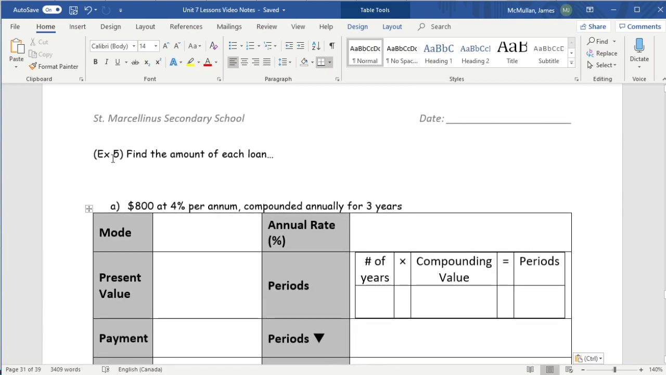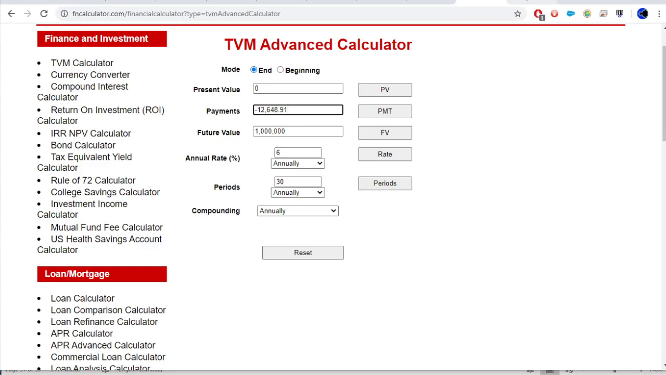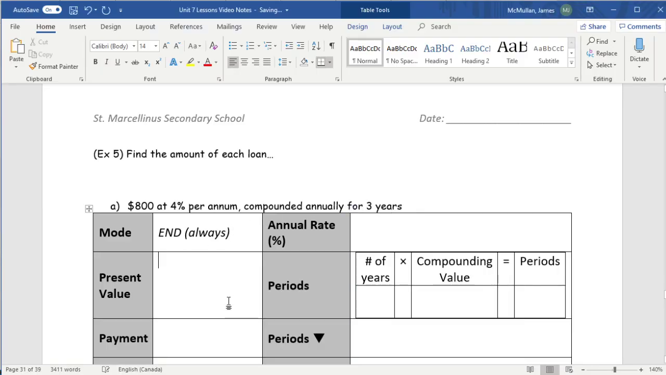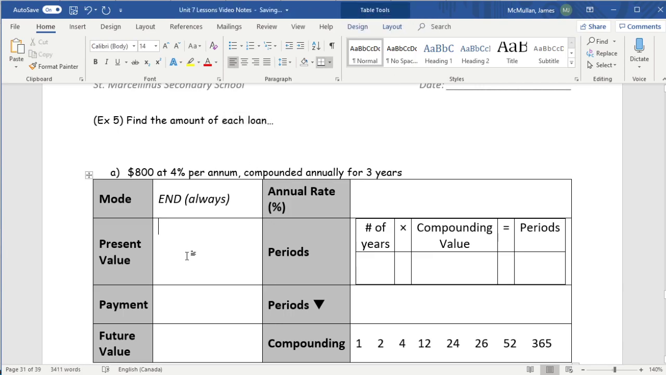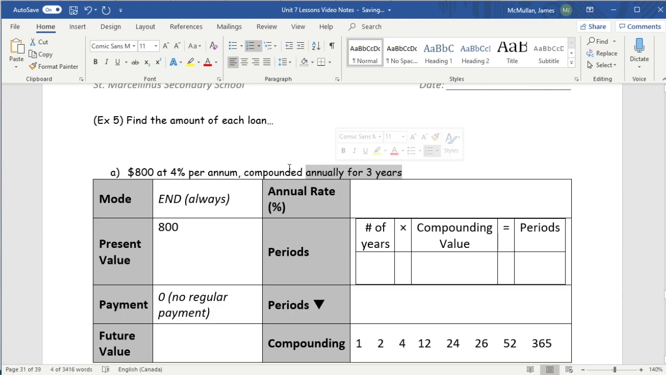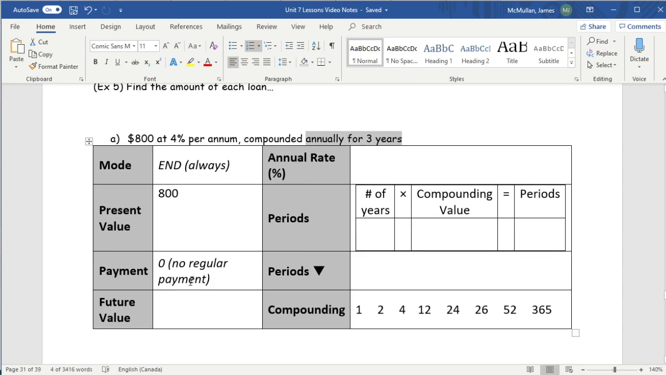So this one says find the amount of each loan. $800 at 4% per annum, compounded annually for 3 years. Okay, mode we always set to end. You never change mode. It's up at the top of the financial calculator. It's always end. Now it's a loan, which means I'm borrowing $800 today, so present value is positive $800. Payment is 0 because there's no regular payment in this question. I just borrowed $800 and I have to pay it back in 3 years, all at once, not in little pieces.